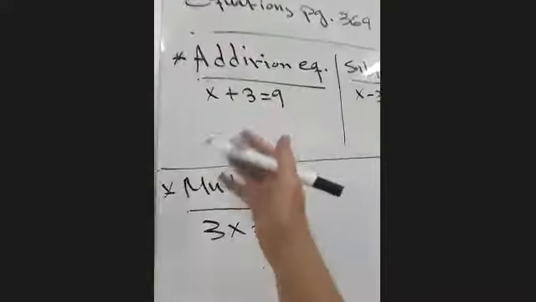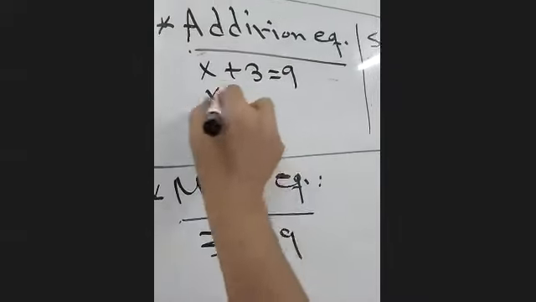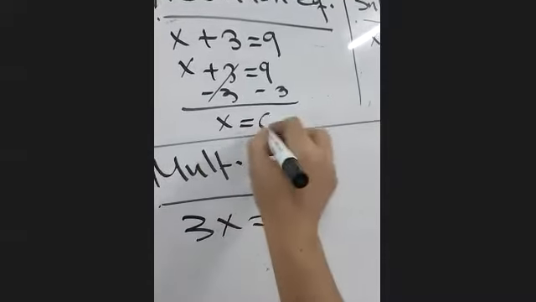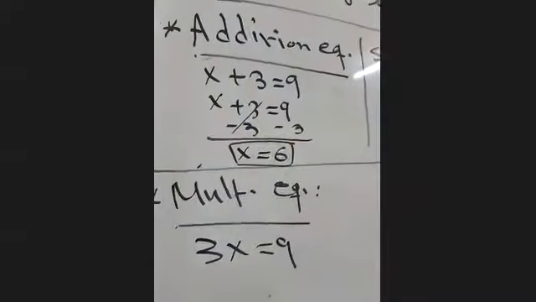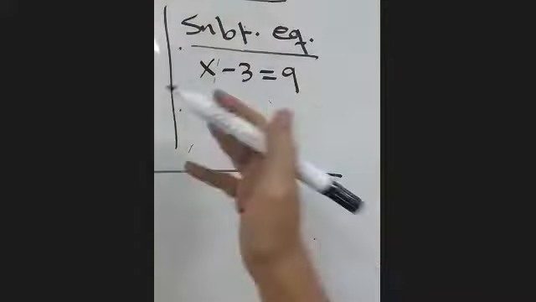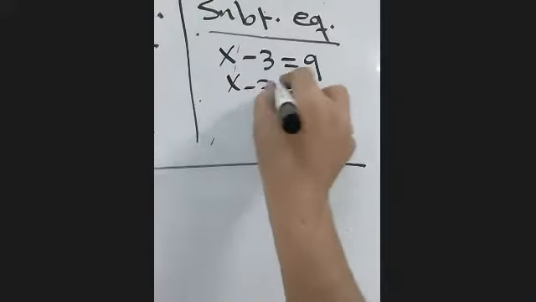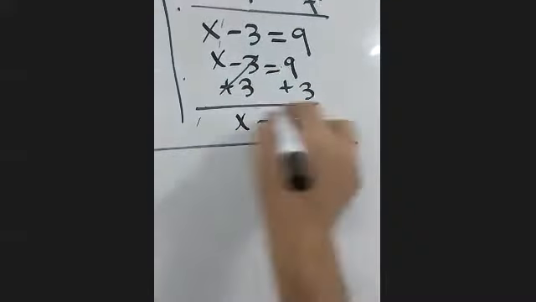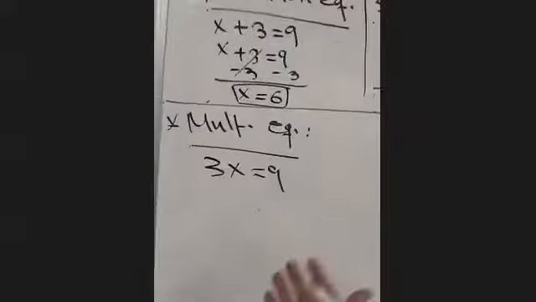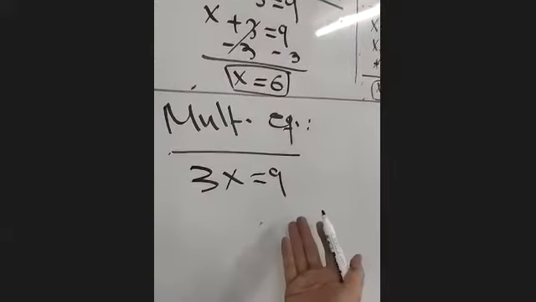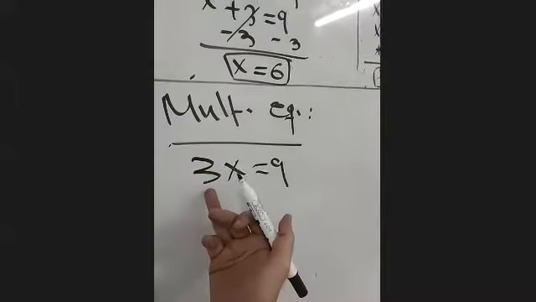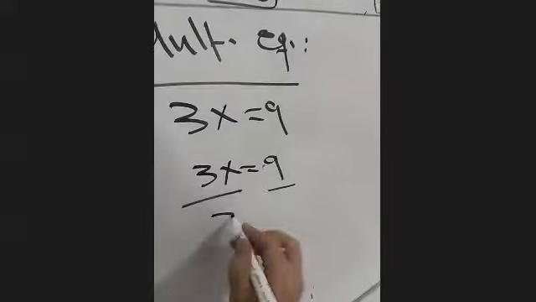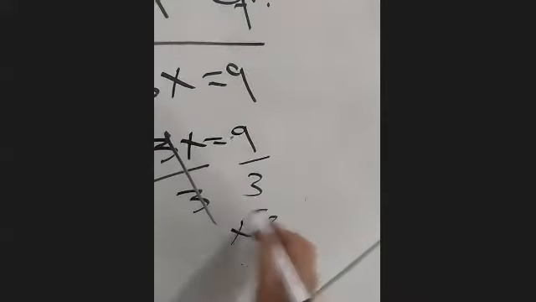Now, in the addition, we do subtraction of the connected number. x plus 3 equal 9, minus 3 both sides. x will be 6. And we know how we check our answer. In the subtraction equation, we do addition on both sides. x minus 3 equal 9, plus 3 on both sides. x will be 12. In the multiplication equation, we divide both sides by the coefficient, which is the number multiplied by the variable. So 3x equal 9, divide both sides by 3, x will be 3.